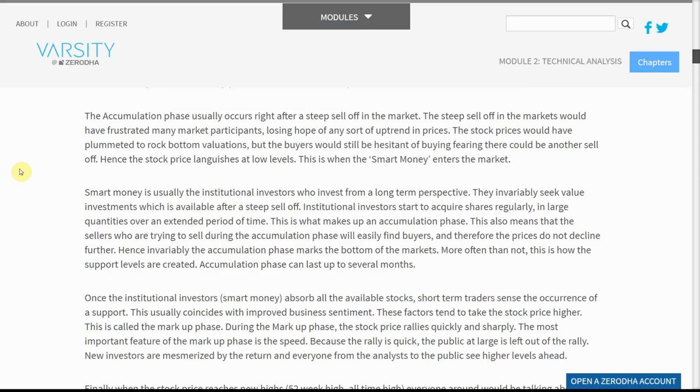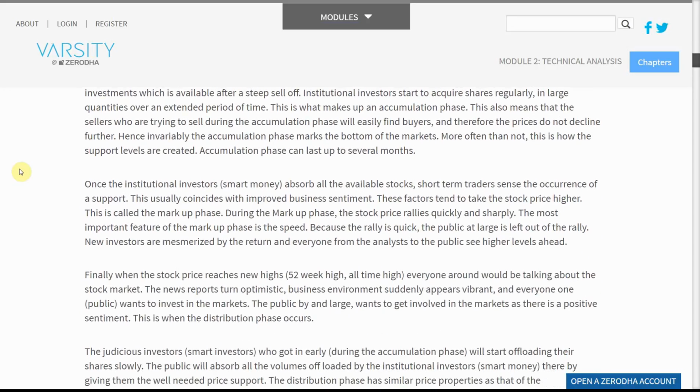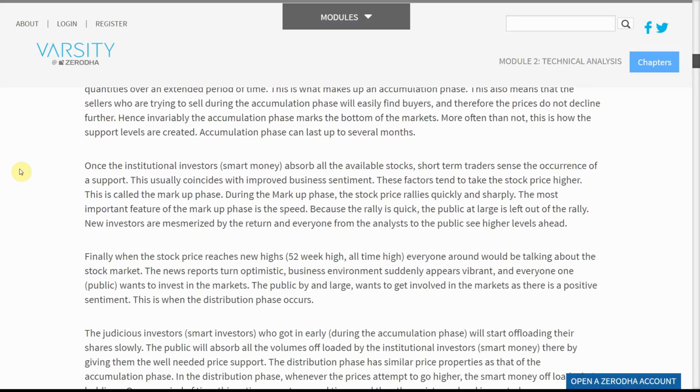Once the institutional investors, smart money, absorb all the available stocks, short-term traders sense the occurrence of a support. This usually coincides with improved business sentiment. These factors tend to take the stock price higher. This is called the markup phase. During the markup phase, the stock price rallies quickly and sharply. The most important feature of the markup phase is the speed.